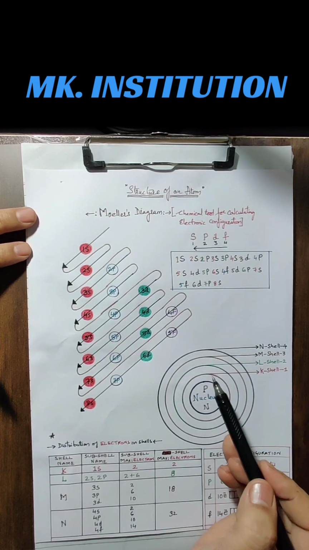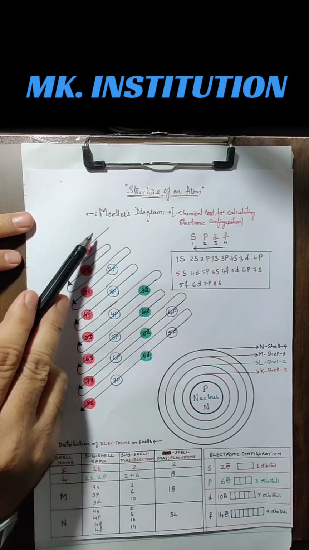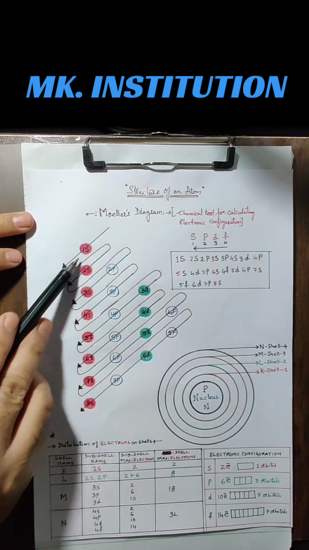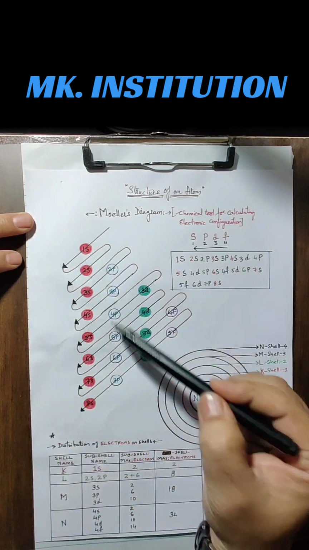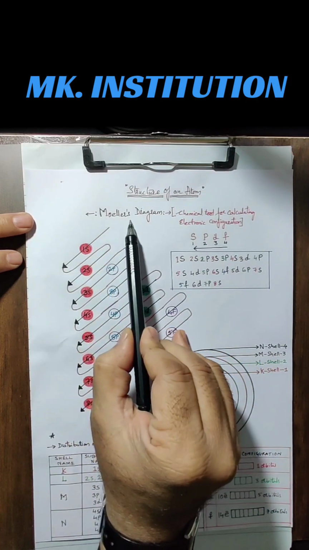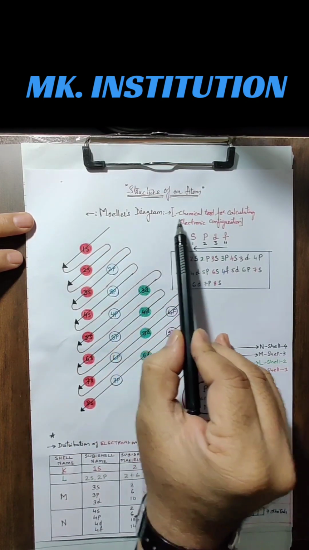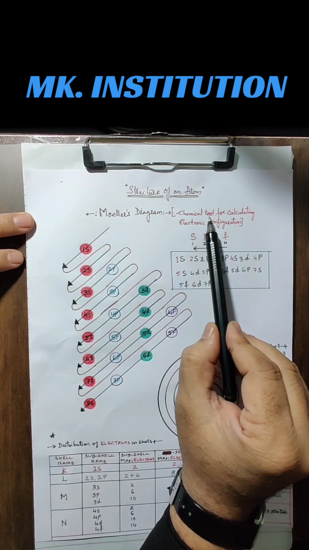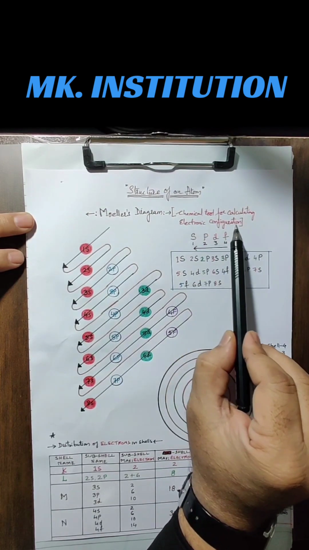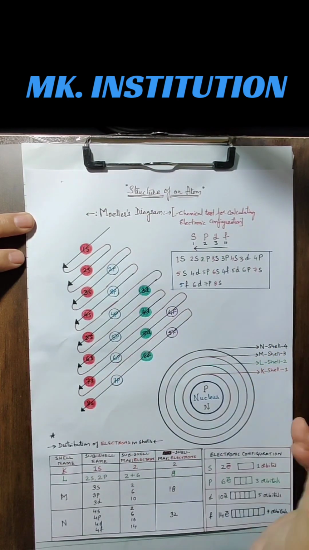Clear? How the electrons are filled? It should start with the 1s. It's arrow marks. You see clearly. This chart is given by one of the scientists, called Moeller. Okay, Moeller diagram. It is otherwise said to be a chemical tool for calculating the electronic configuration. If you know this one, you can do the electronic configuration very easily.